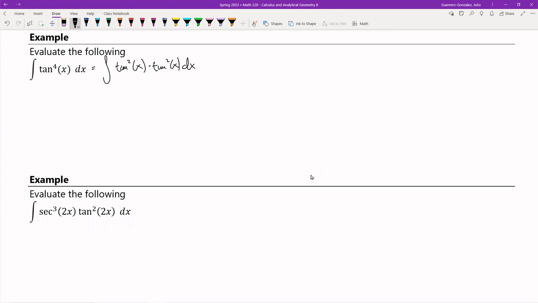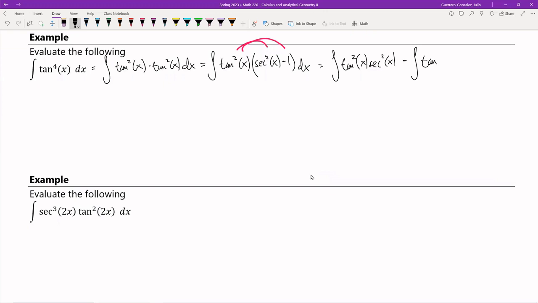Okay. Integral. I'm going to grab one of them. And I'm actually going to use my trigonometric identity. Tangent squared is secant squared of x minus 1, times dx. Okay, so now I'm going to go ahead and grab my tangent squared and distribute it into both of these. And I have this now. Integral tangent squared x secant squared x, let me write the squares right, minus the integral tangent squared x dx.